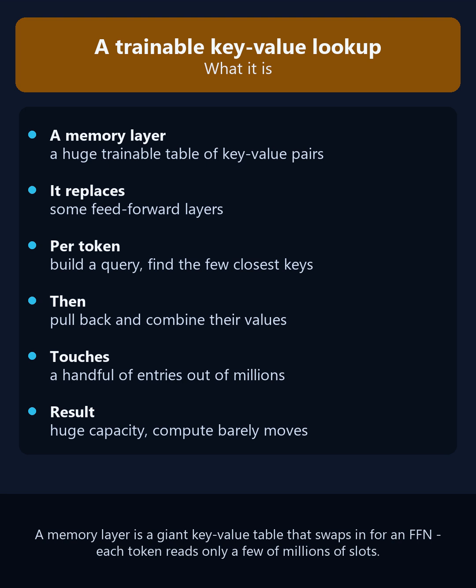A memory layer is that cheaper place. It is a huge trainable lookup table of key-value pairs that replaces some feed-forward layers. For each token, the model builds a query, finds only the few most relevant keys, and pulls back their values. Because it touches just a handful of entries out of millions, it adds enormous capacity while the compute per token barely moves. It is sparsely activated memory sitting next to dense compute.